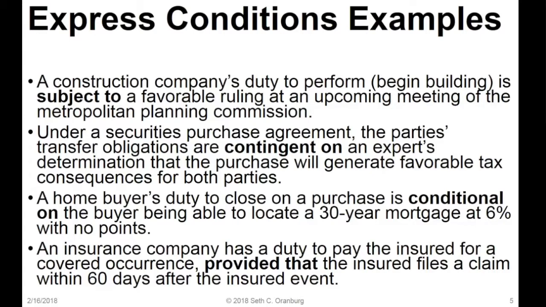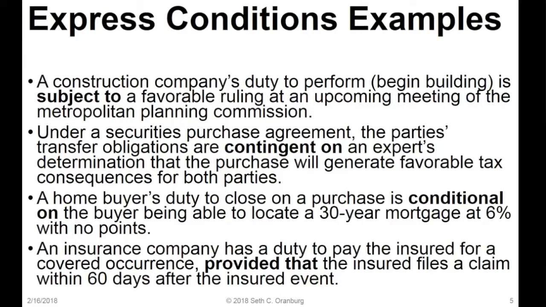Under a securities purchase agreement, the parties' transfer obligations could be contingent on an expert's determination the purchase will generate favorable tax consequences. My goal in buying Microsoft stock from you is because you're going to save some tax because you have a lot of gains, and now you have a lot of losses, you want some gains, what have you. I want to purchase this instrument because it's going to achieve a certain result. And we agree that I'm going to buy it from you if, in fact, we can get a report that says it will do this. Right? Similar, right? So I don't have to buy that stock from you if that report does not say I'm going to get a tax benefit. It's contingent on that determination.